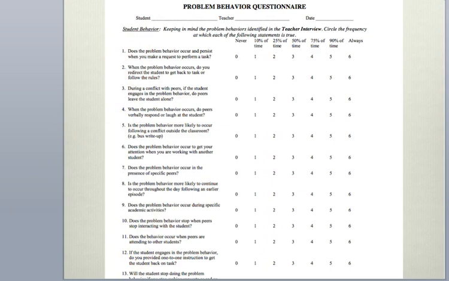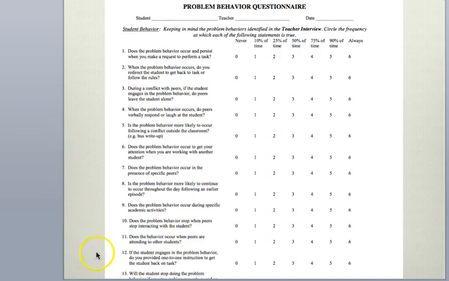So number 1, does the problem behavior occur and persist when you make a request to perform a task? So if you ask them to do something, how do they respond with this problem behavior? When the problem behavior occurs, do you redirect the student back to the task or to follow the rules? During a conflict with peers, if the student engages in a problem behavior, do peers leave the student alone? When the problem occurs, do peers verbally respond or laugh at the student? And so you've got a whole series of questions that help you identify all of the things that are going on with respect to this behavior.